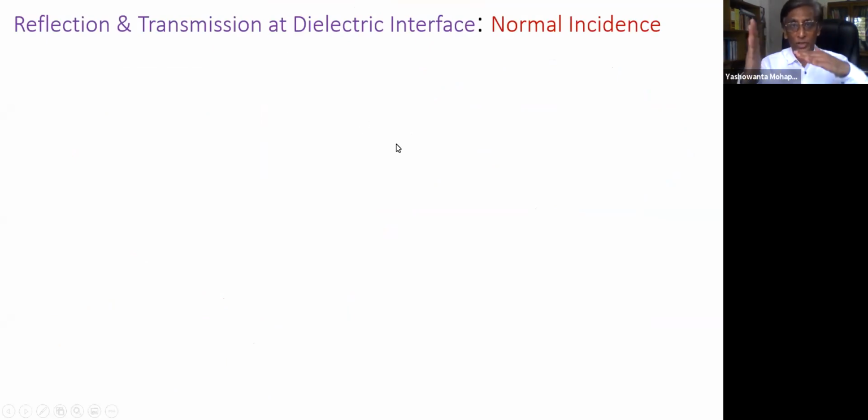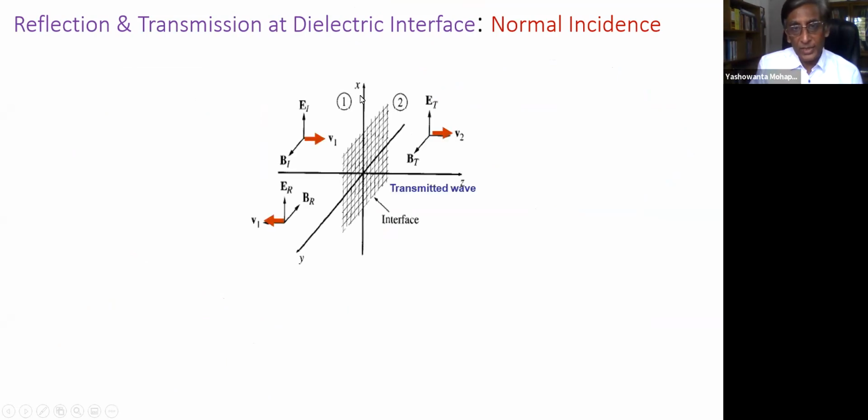Let's first take the normal incidence. That is easier to do. This is dielectric 1, dielectric 2. This is normal incidence. So let's consider the electromagnetic wave with its incident E_i polarized in the x direction, and traveling in the z direction. And of course, the right-hand rule will give us the incident magnetic field perpendicular to it like that.